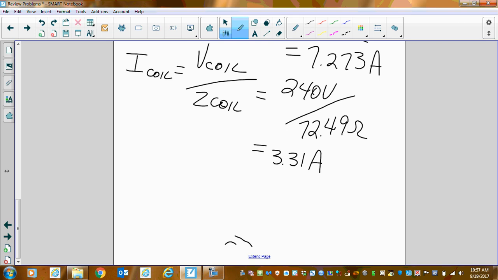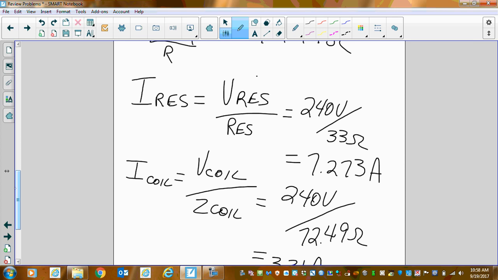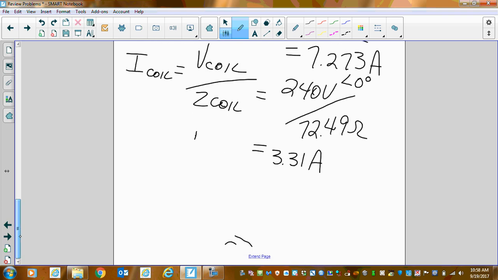So what I like to do is, if I was to just backtrack just a tad here, over here, this current of 7.273 amps, we could go like this and put angle 0. Angle 0, or 0 degrees, simply means the current's in phase with the voltage. Particularly when we get to 3-phase, that's not necessarily where it's going to be on the Cartesian plane. However, it just indicates that we are in phase.